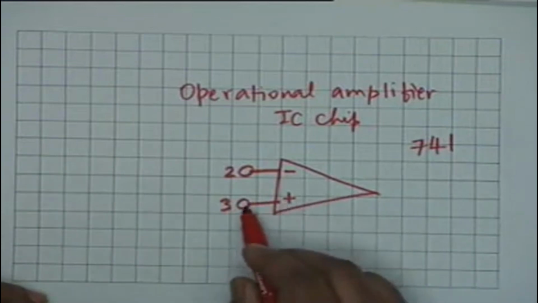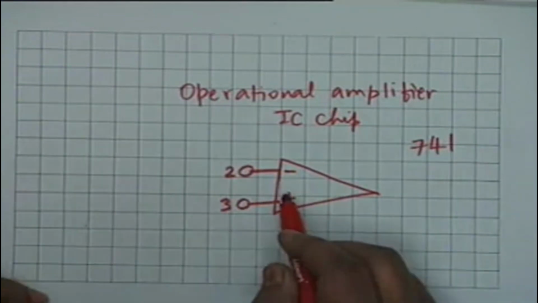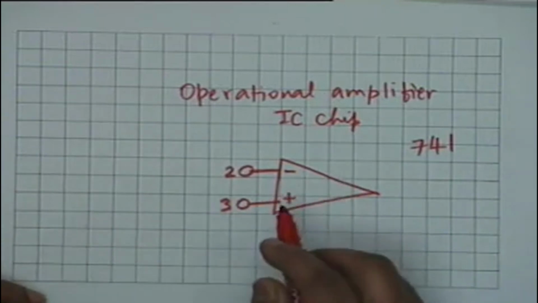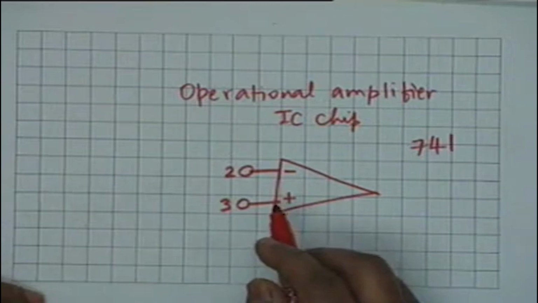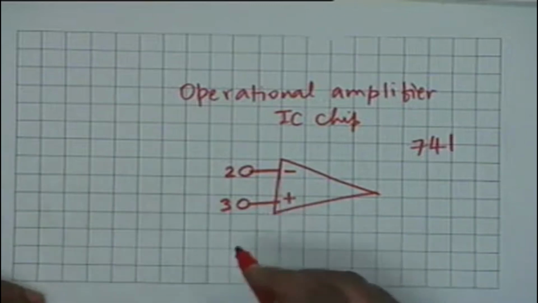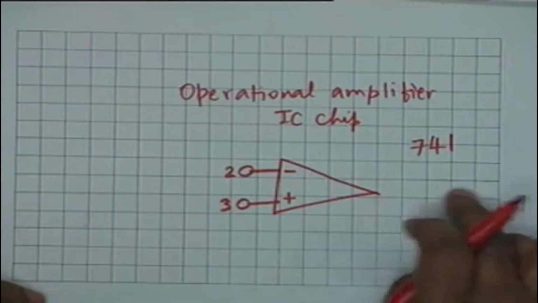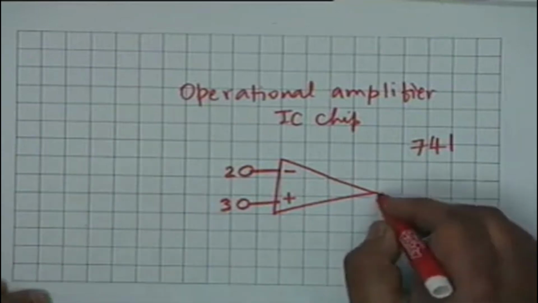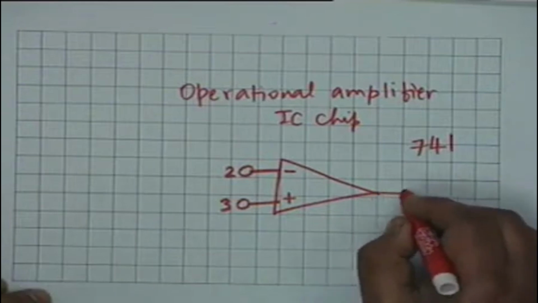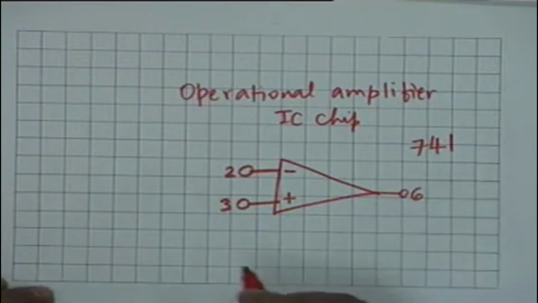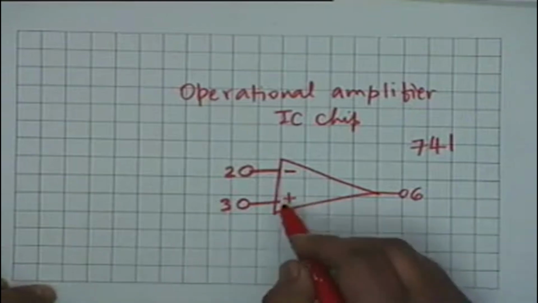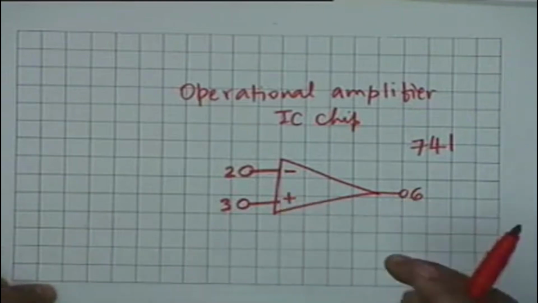On the other hand, non-inverting terminal is one which preserves the polarity or the phase of the input. That is, if you put a plus 10 millivolt here, the output shall also be a positive voltage. All right. The output terminal is the terminal number 6. There are 2 inputs, 1 output.